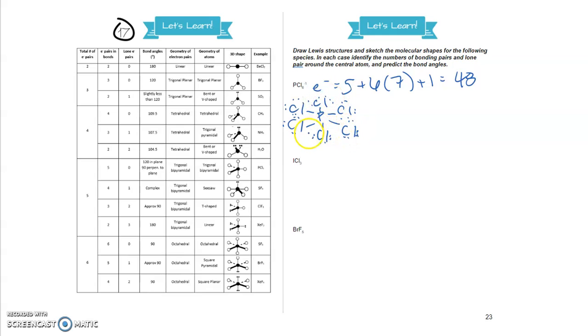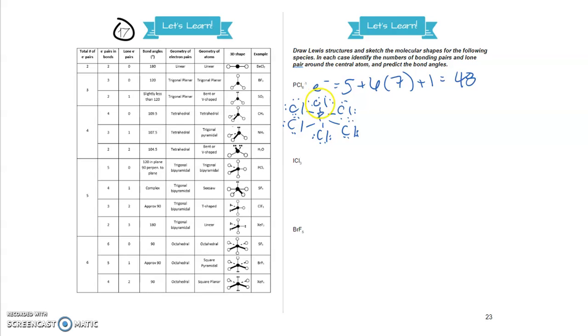Count them all up. 2, 4, 6, 8, 10, 12, 14, 16, 18, 20, 22, 24, 26, 28, 30, 32, 34, 36, 38, 40, 42, 44, 46, 48. Matches my total. Done. Okay, that's review of Lewis structures. Nothing new there. The new part comes into play here.